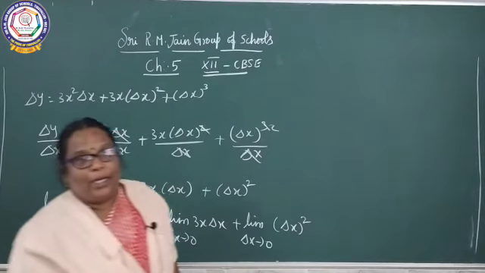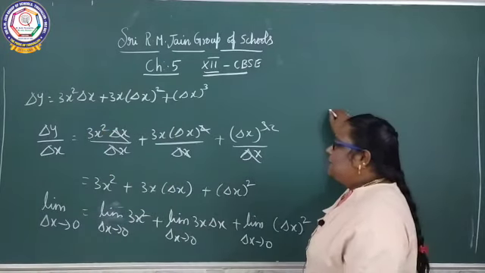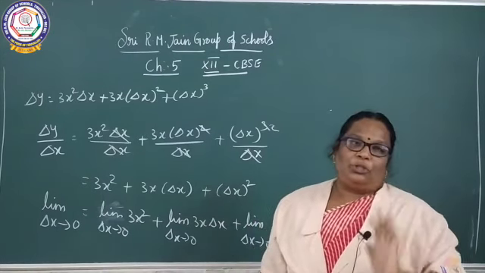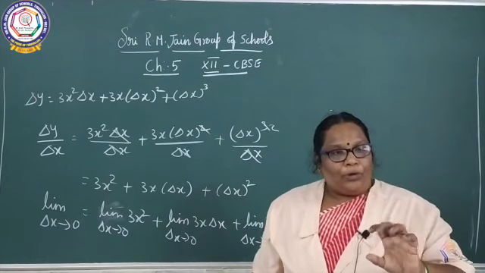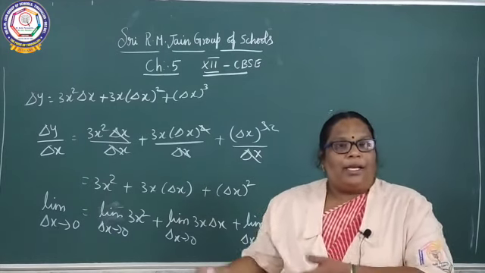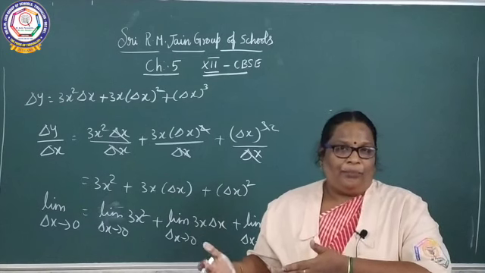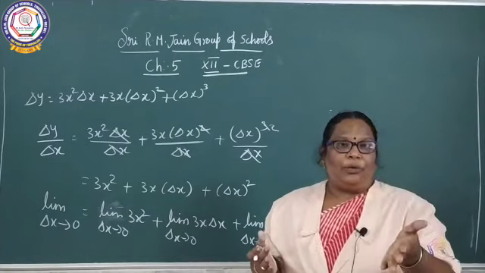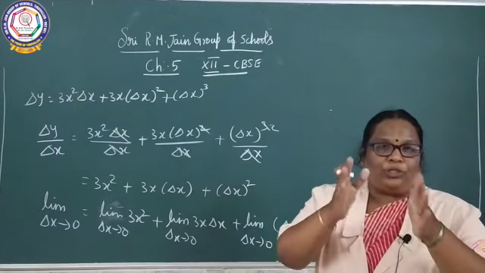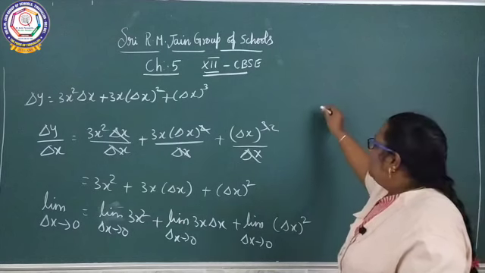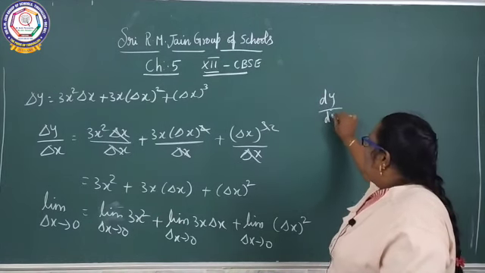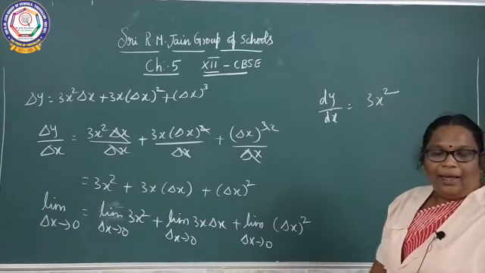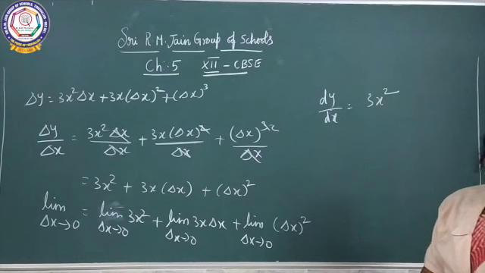What is the answer you are getting? The remaining terms become 0 because delta x approaches 0. What is the neighborhood point? Yesterday we have seen a lot about it. The neighborhood point is nothing but 0. It tends to 0, it is not equal to 0, it approaches 0. So what is the value you are getting? dy by dx equal to 3x square.